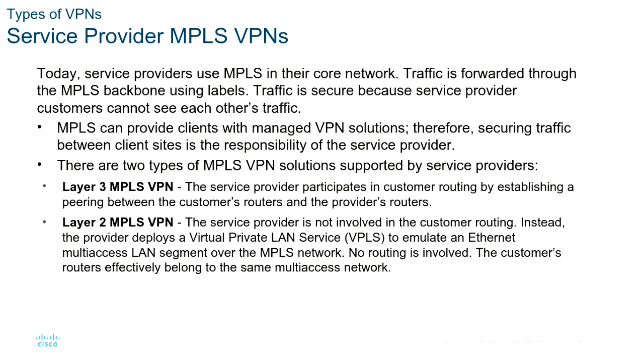So at layer 3, you would run OSPF or BGP, Border Gateway Protocol, on your company routers, and you would peer up with the service provider's routers. And at layer 2, it's like a complete data link layer. It's almost like an Ethernet connection between the branch offices.